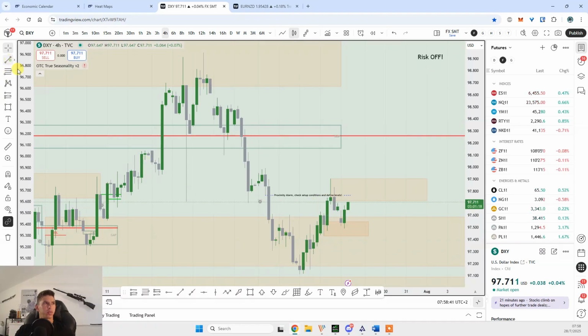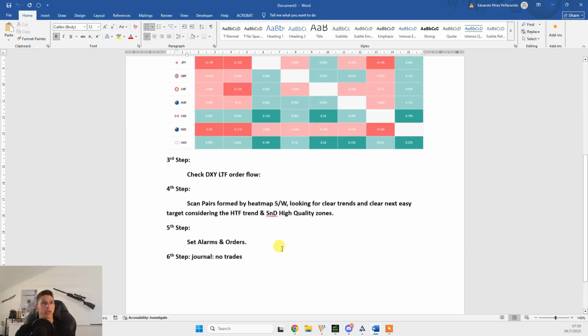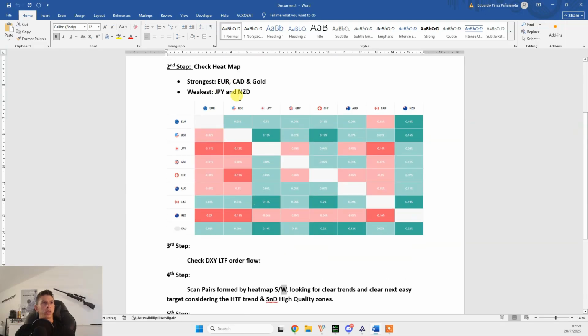Yeah, we had a market structure shift right here on the 4 hours, so kind of tricky. Nothing really clear on the dollar side. So let's move on to the strength versus weakness pair, right? Strength versus weak. So we go here and what are we looking at? Euro, CAD and gold against JPY and New Zealand dollar.